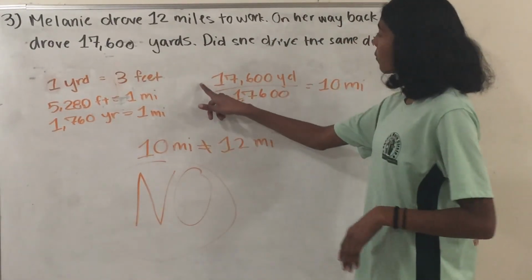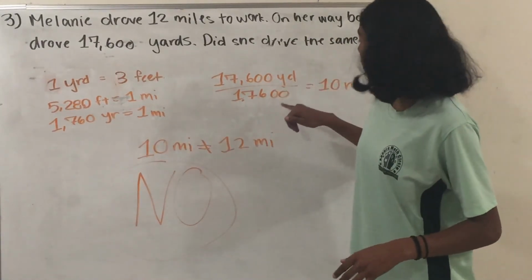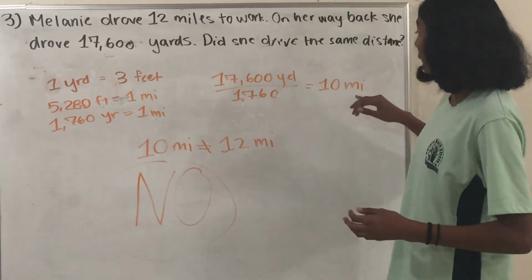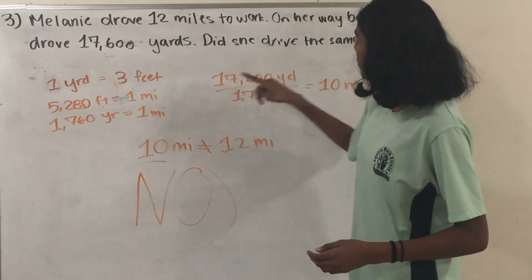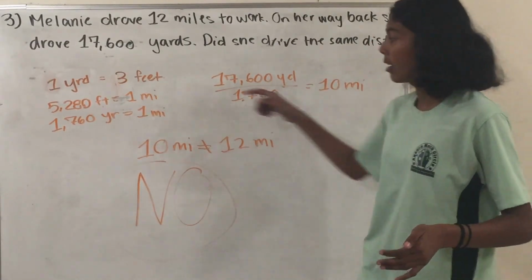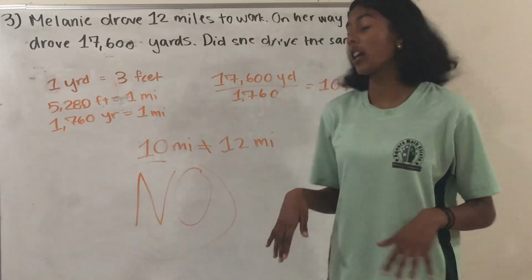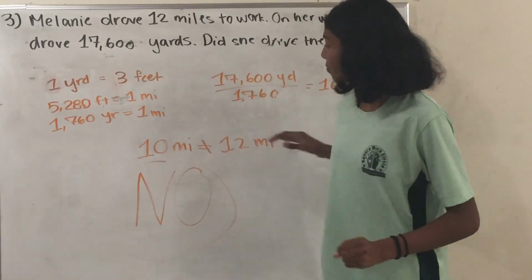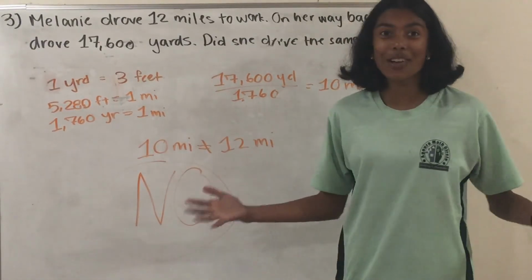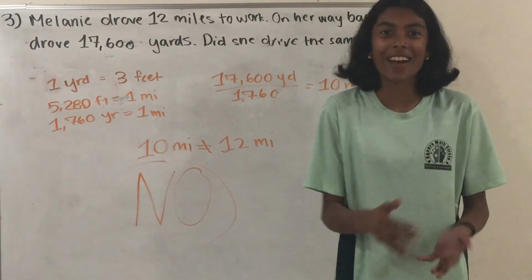Anyways, if we divide the number of total yards she drove over the number of yards in 1 mile, we get that she drove 10 miles because 17,600 yards divided by 1,760 is 10. And we know that she drove 12 miles to work, therefore there is no way that she could have done the same route because 10 miles is not equal to 12 miles. Therefore, our answer is no.